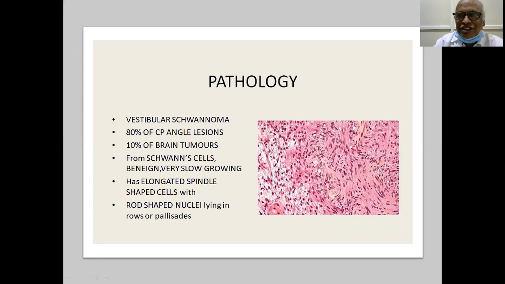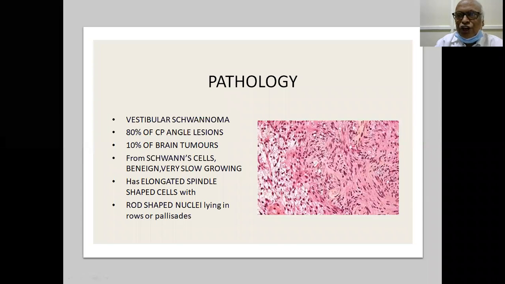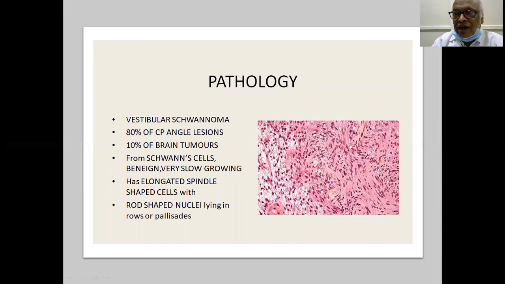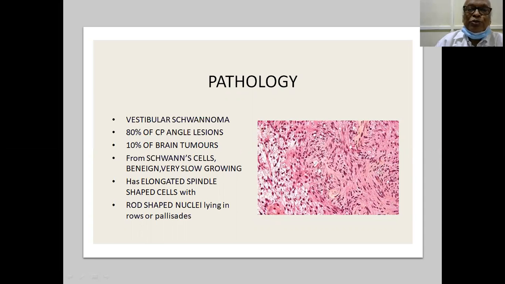It is neither from the acoustic nerve, nor is it a neuroma. It is from the vestibular part of the eighth nerve, not from the cochlear part. And it is not neuroma, it is neurinoma because it arises from the Schwann cells. That is why the better name is vestibular schwannoma. But still, by tradition, we continue to call it acoustic neuroma.